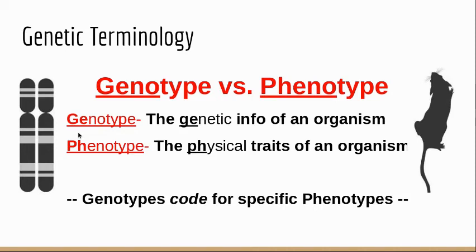Now, an easy way to remember the difference between these two words is looking at how they start, their prefixes. So genotype, geno sounds like gene, and here we're talking about the genetic information. Phenotype, pheno, means we're talking about the physical traits of an organism. Phenotype, physical. They sound the same. If you remember, phenotype is physical and genotype is genetic, then you are going to be super successful because we're going to use these words a lot.